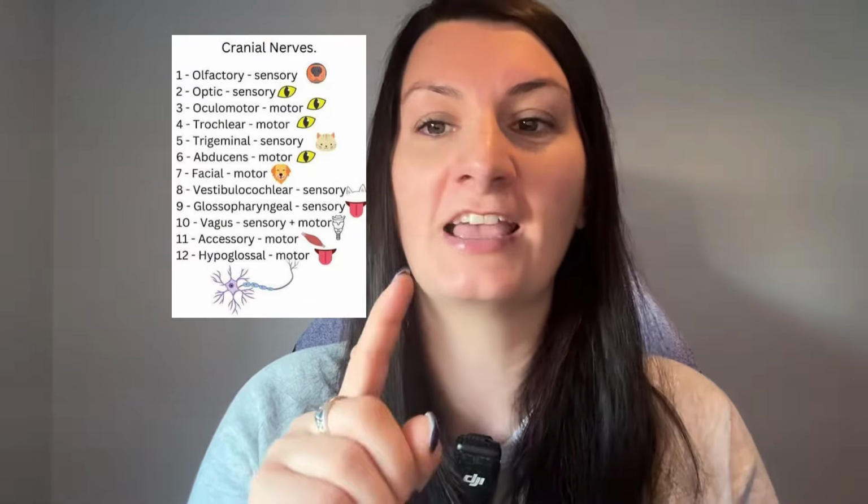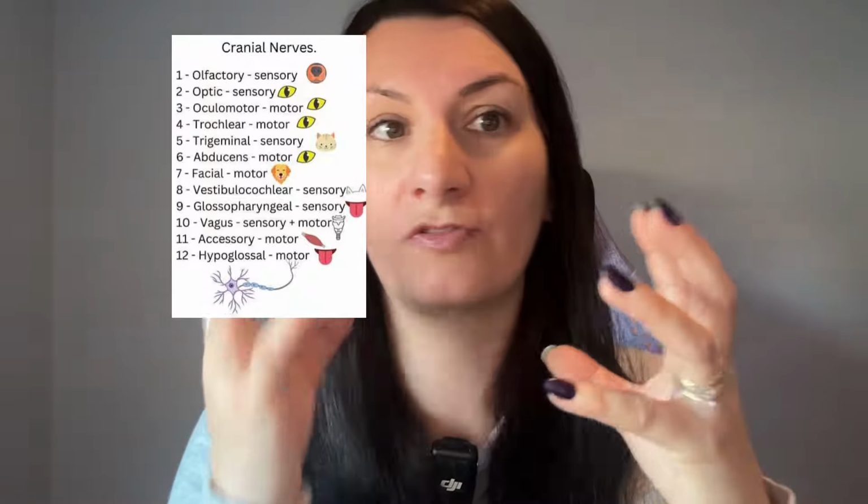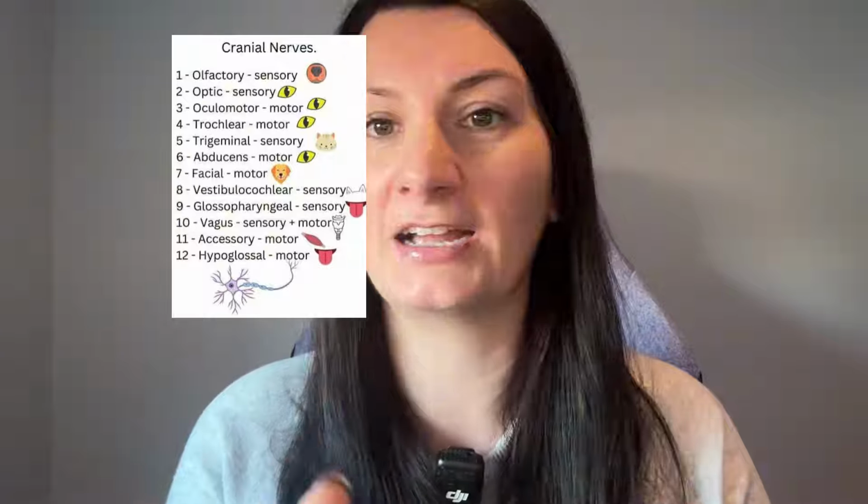the abducens, the facial, the vestibulocochlear, the glossopharyngeal, the vagus, the accessory, and the hypoglossal. 12 key nerves that help with all things facial, whether it's movement, action, or sensory. What do those 12 nerves do?